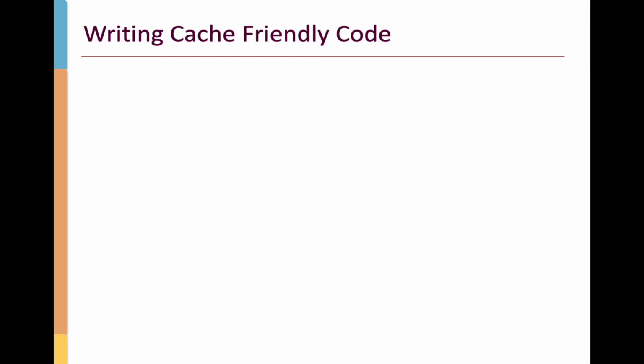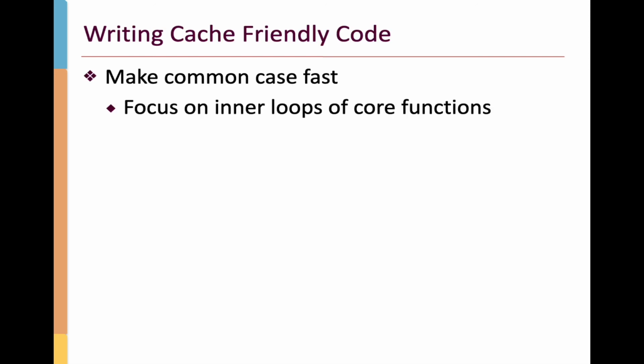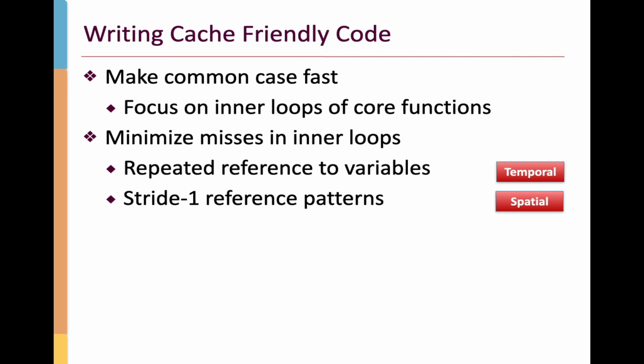Here are some hints about writing cache-friendly code. We want to make the common case fast. Thinking back to the example of summing a two-dimensional array, we focused on the inner loops and made sure the inner looping took place in such a way that the accesses to memory fit nicely with the way the values were stored in memory, which improves our locality and gets better hit rates out of the cache.